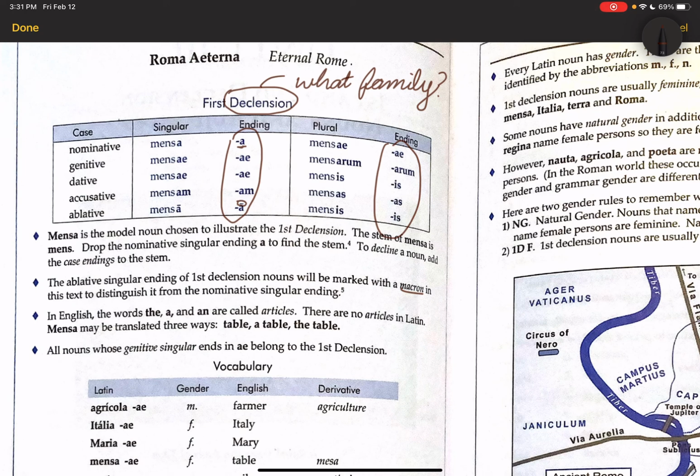In English, the words the, a, and an are called articles. Latin doesn't have any articles, and so you can translate, for example, mensa as the table, a table, or table. And all nouns whose genitive singular form ends in ae belong to the first declension. So you can tell what family the noun is in by its genitive singular ending. For the first declension, all the genitive singular endings are ae.